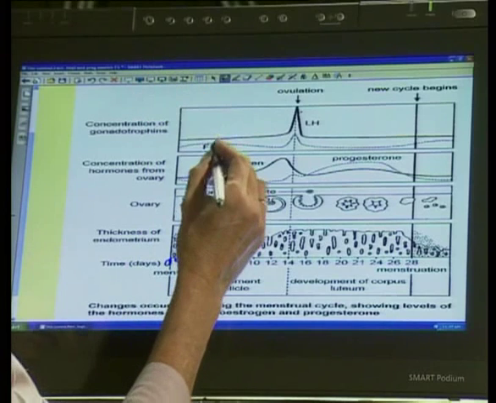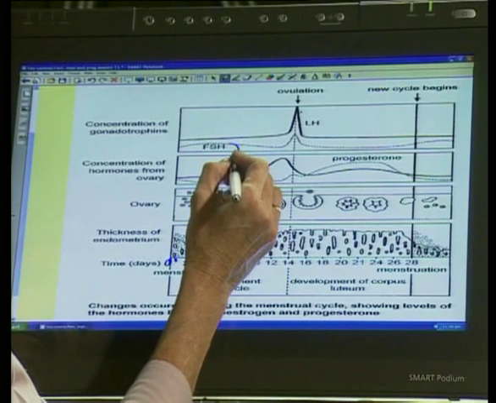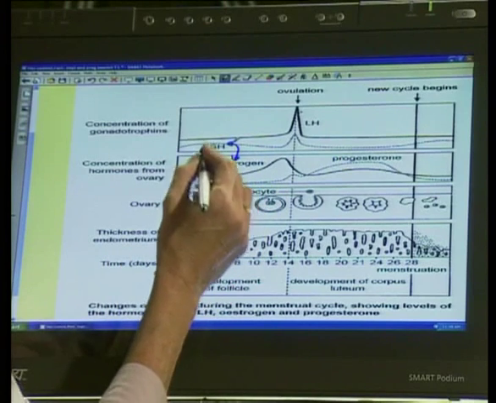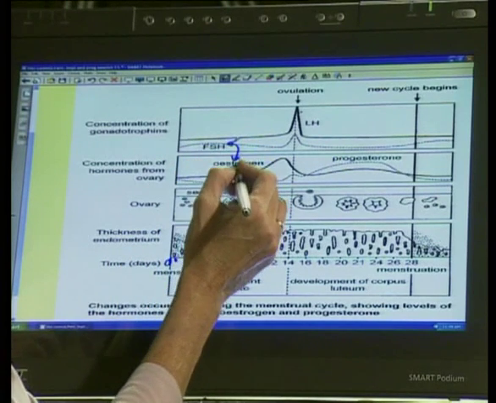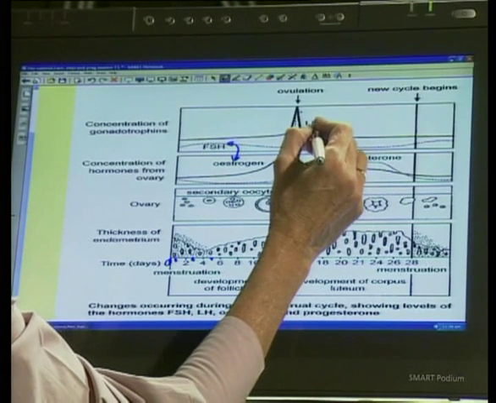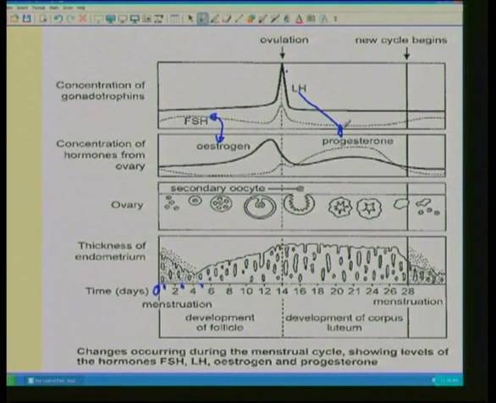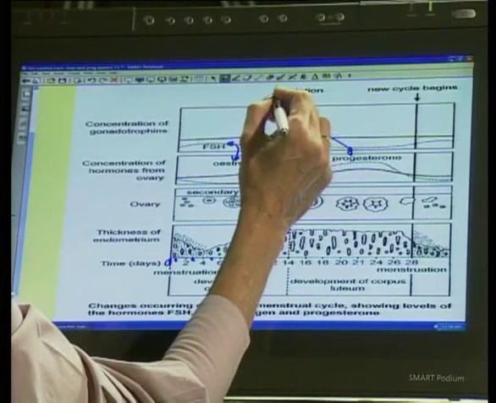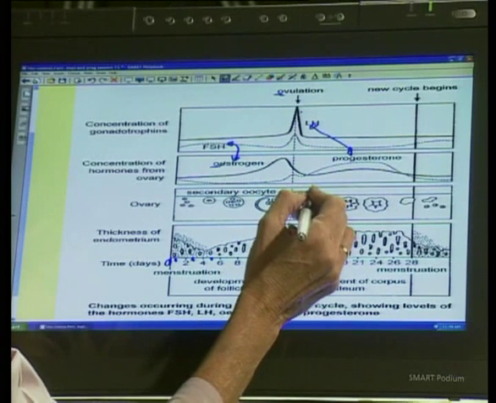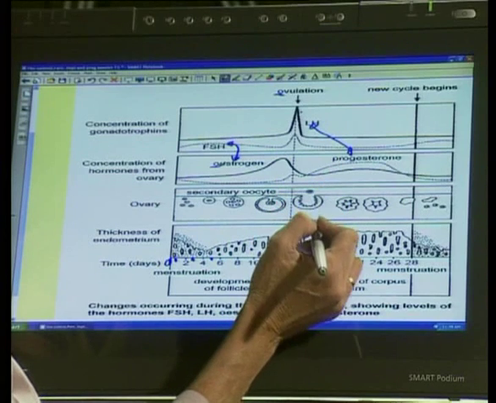Now remember, your follicle stimulating hormone and your estrogen, those two work with each other. Follicle stimulating hormone will cause the release of estrogen, and luteinizing hormone will then cause the release of progesterone. Progesterone to ensure pregnancy occurs. Estrogen to cause ovulation. Remember the O's? And there's your ovulation. The secondary oocyte is released.